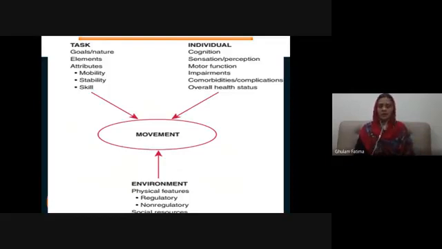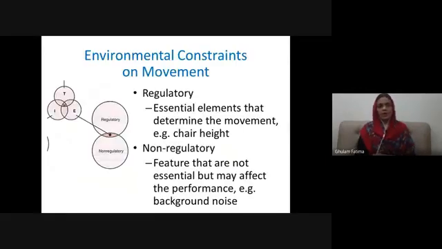Then the third and very important component is the environment. What are the physical features of the environment? They can be divided into two types: one is called regulatory and the other non-regulatory. We'll discuss both of these in detail. Environmental constraints always play a role in the performance of your movement. There are certain elements that control the environmental component of a movement: certain things are called regulatory features, and certain things are labeled as non-regulatory features.